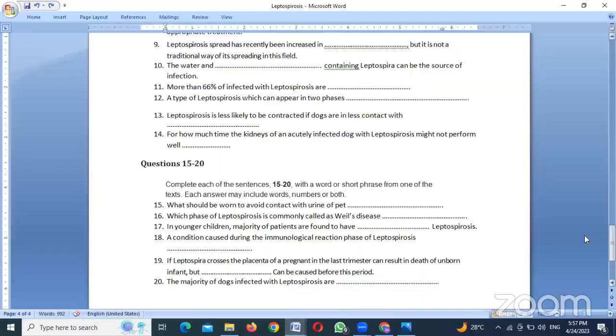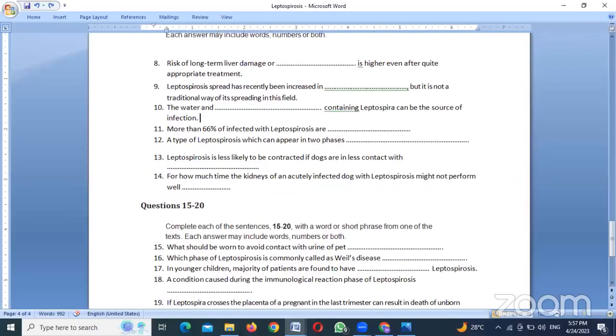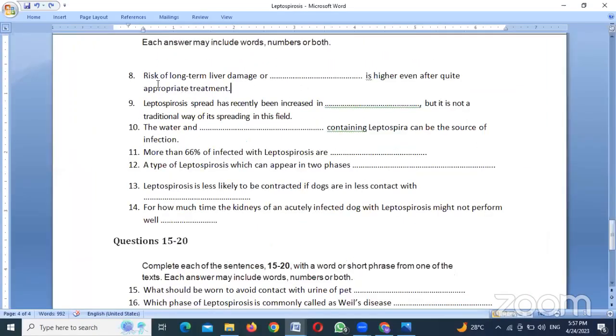So let us go to the next question. Question number 8. Ms. Jivant, you will answer this question. Risk for long-term liver damage is higher even after quite appropriate treatment. In which text is it possible to find the answer?